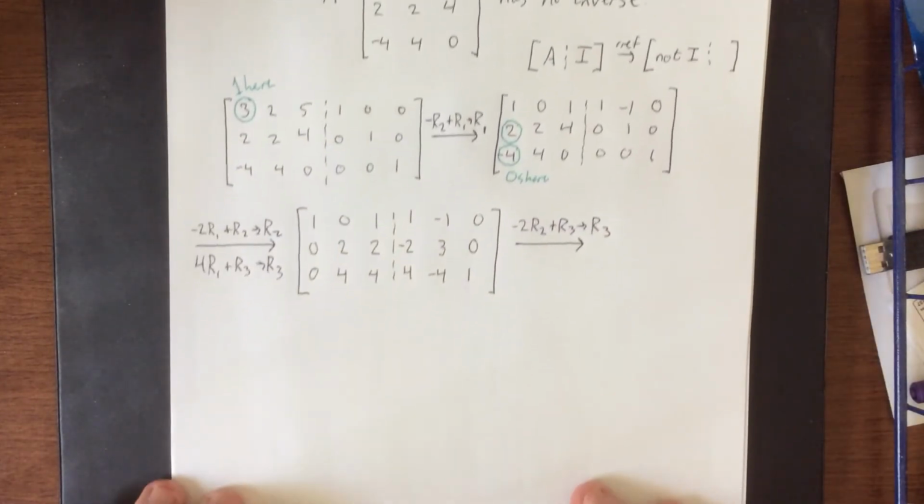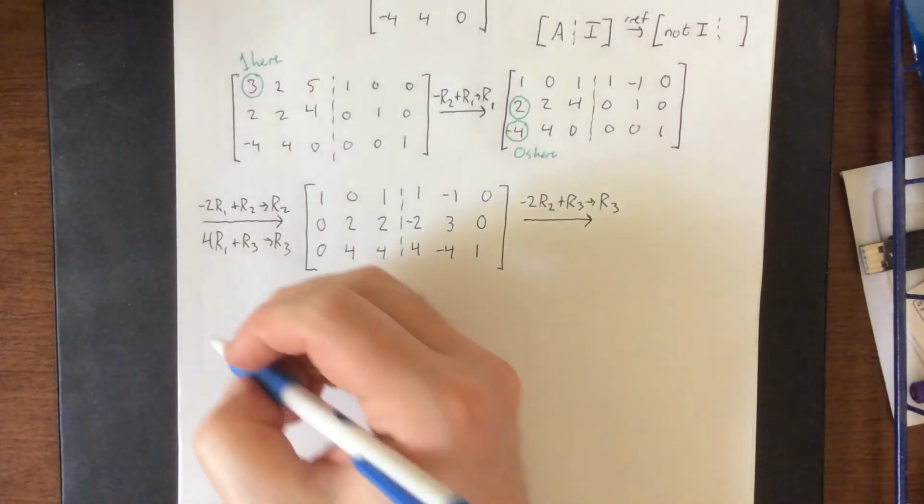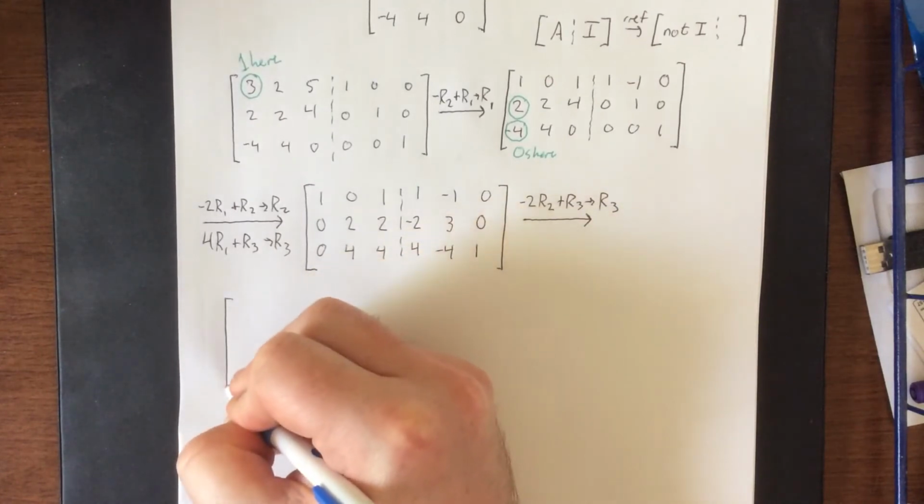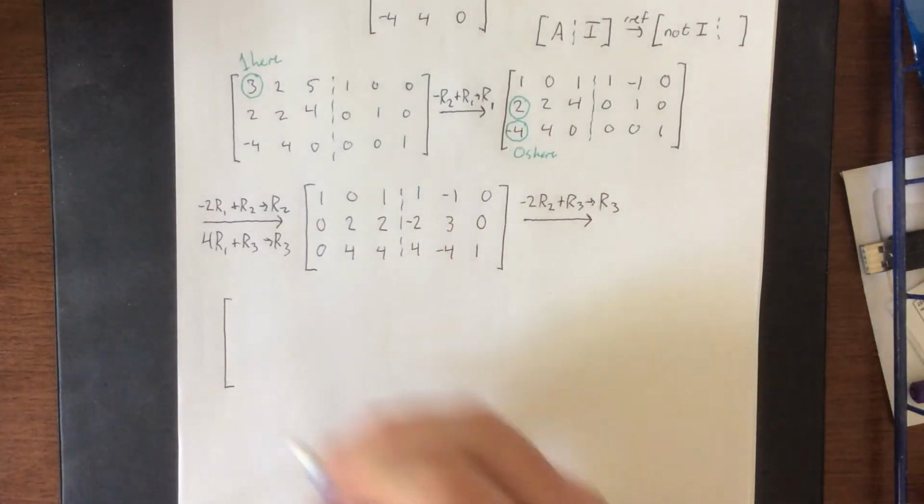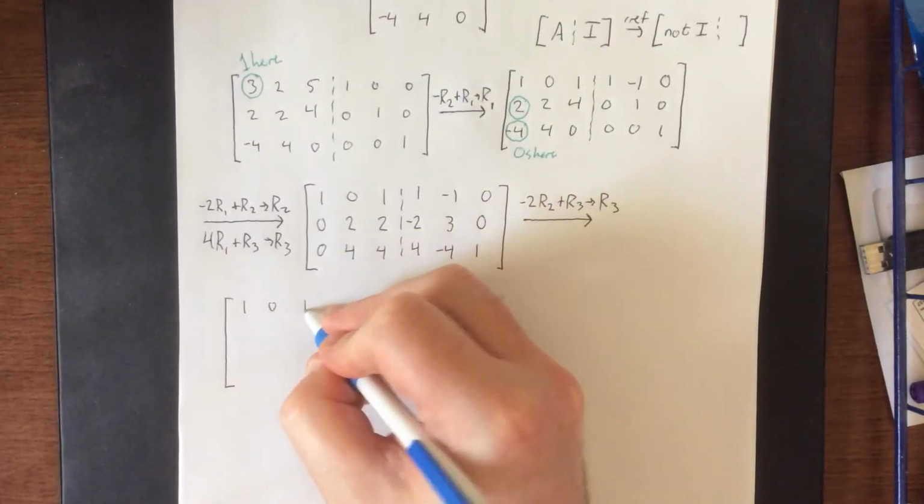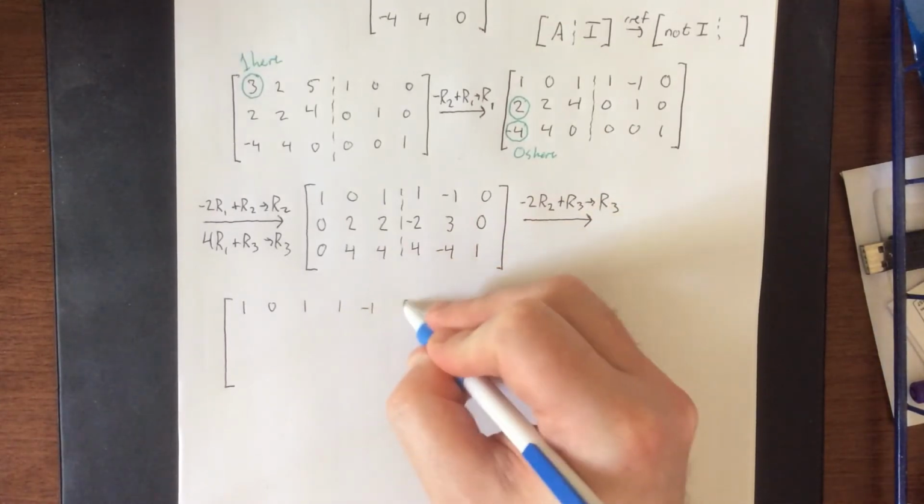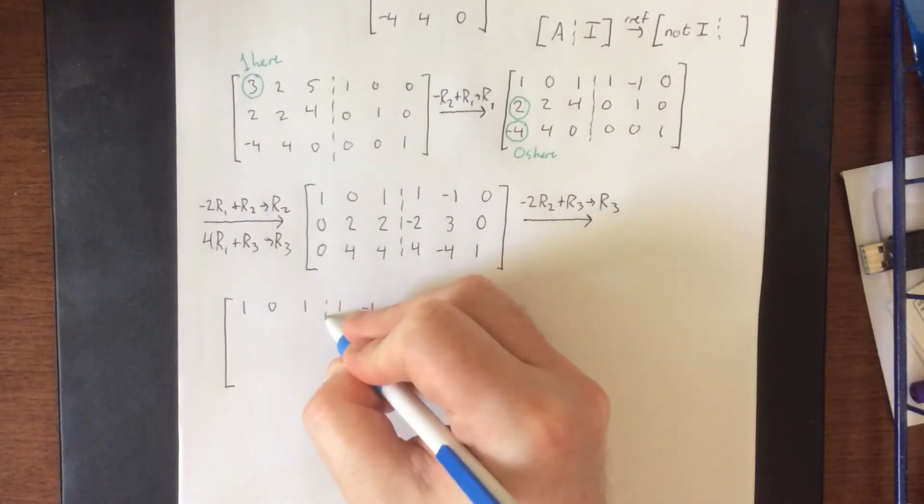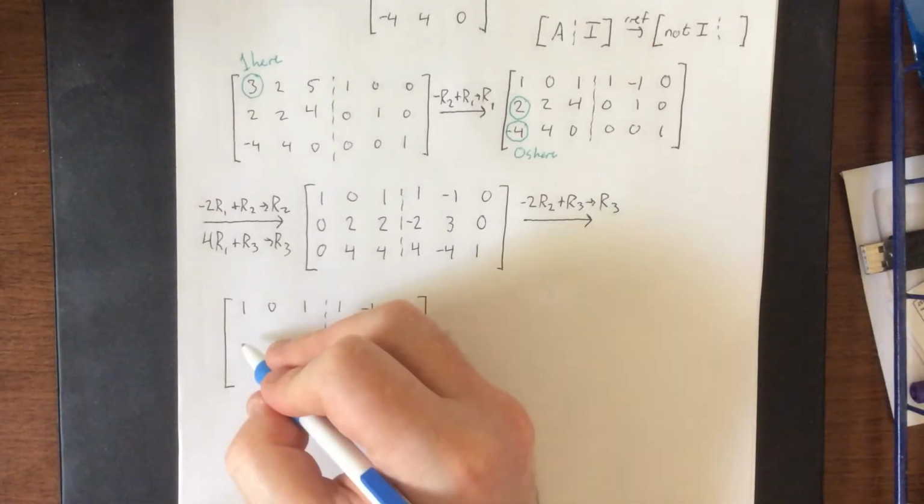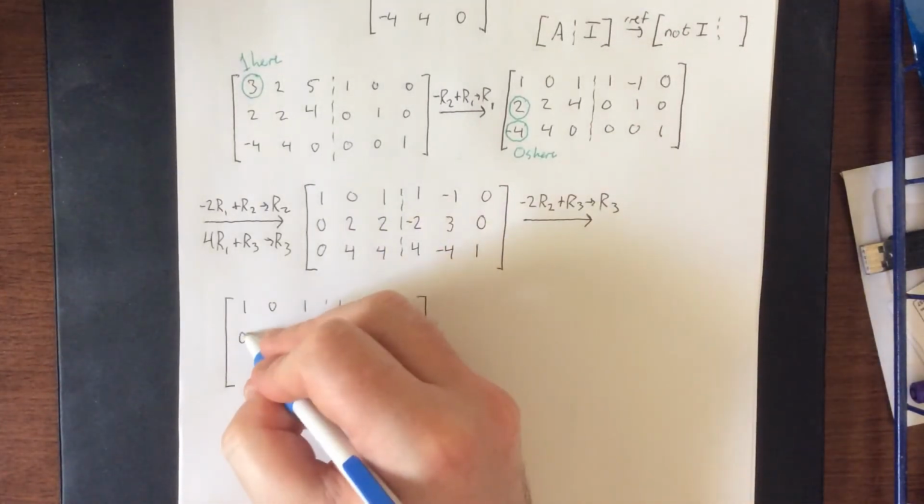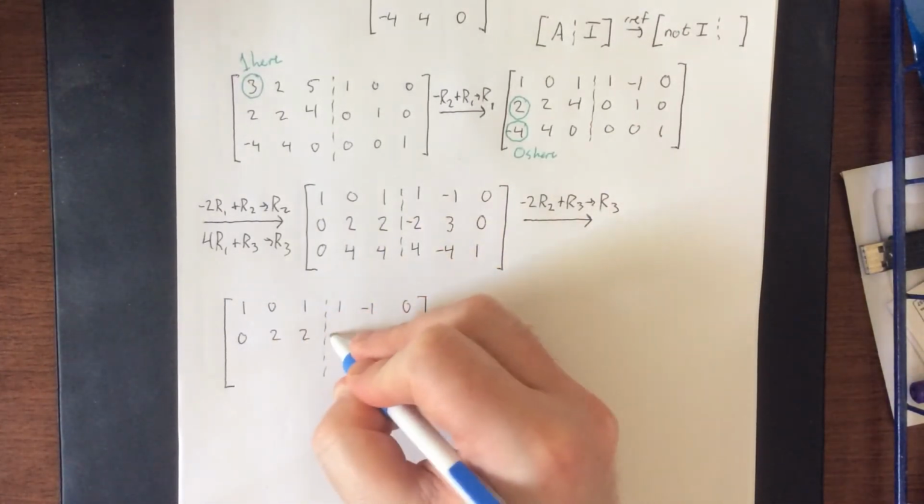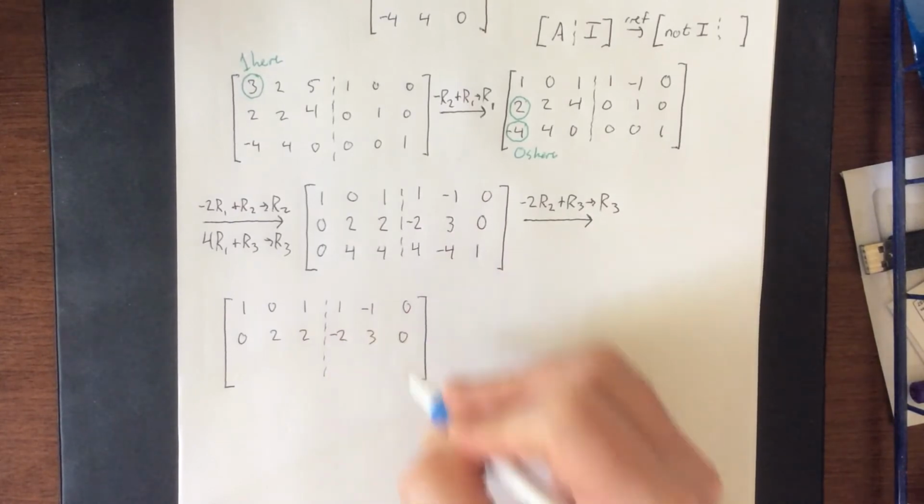Now, this technically won't be reduced row echelon form. It'll just be enough information for us to verify that A has no inverse. So the first row stays the same. Second row is going to stay the same. 0, 2, 2, negative 2, 3, 0.